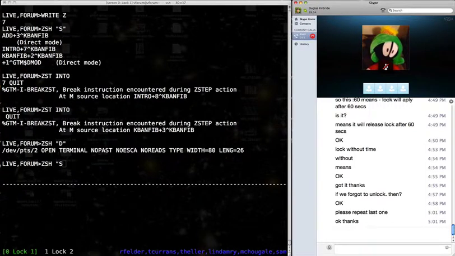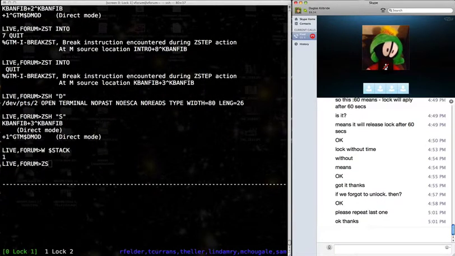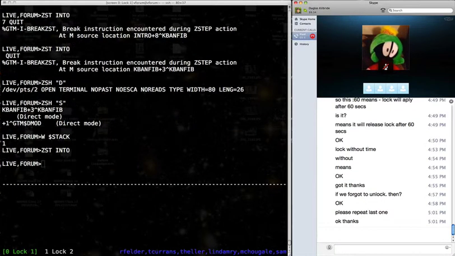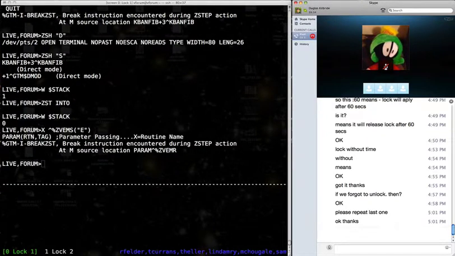Wrong. Here you go. Write $STACK. And that's it, we're done. Write $STACK should be 0 because we're at the very bottom. Okay, I'm opening the routine again. If I could find it.